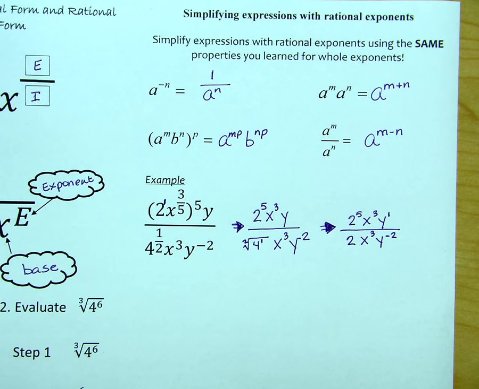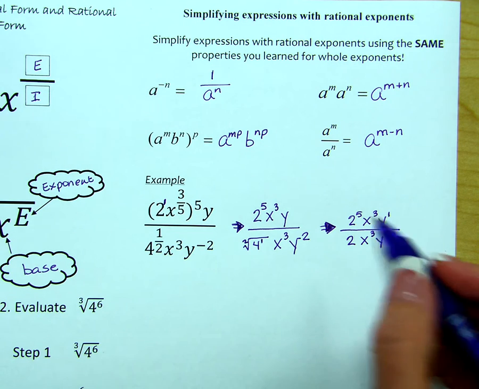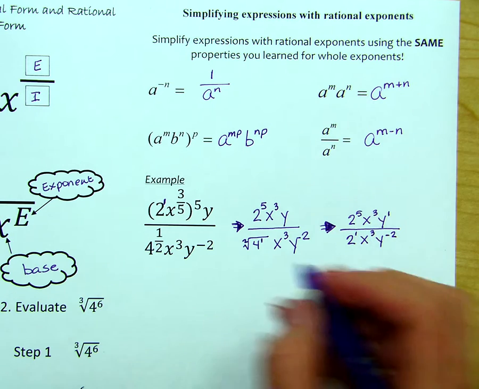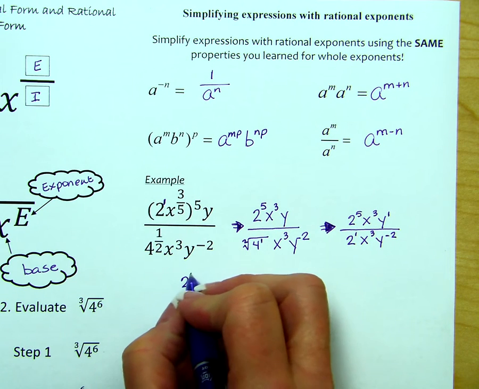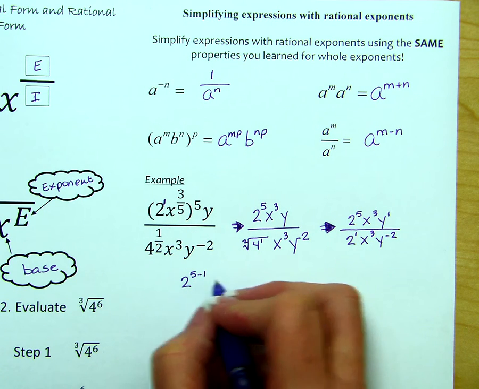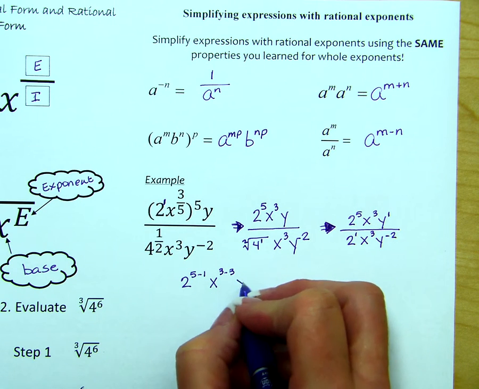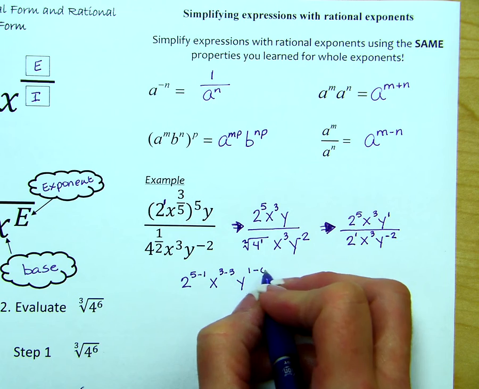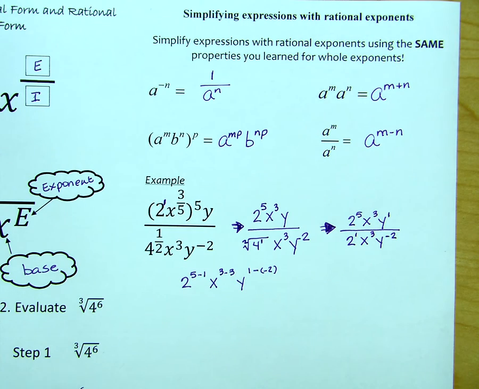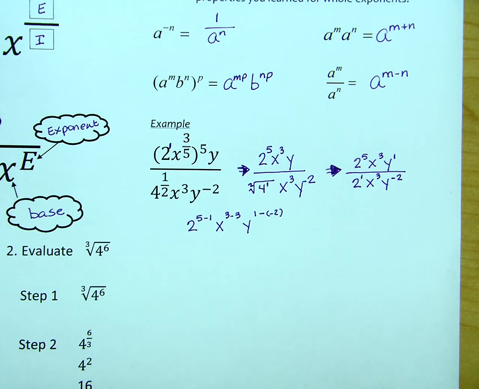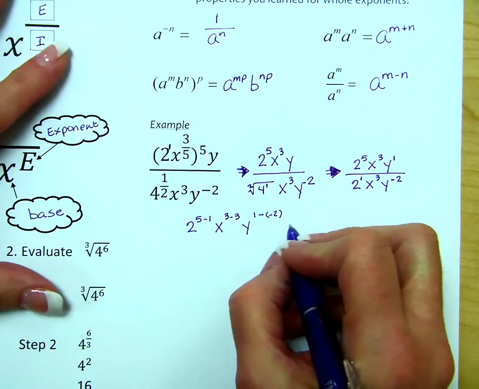Now I can start looking at like bases, since this is division, and see if I can do anything with that. Indeed I can. I have 2 to the 5th over 2 to the 1st, so that's going to be 2 to the 5 minus 1 times x to the 3 minus 3 times y to the 1 minus negative 2. Notice how I put that second negative 2 in parentheses. So I'm going to simplify this part.